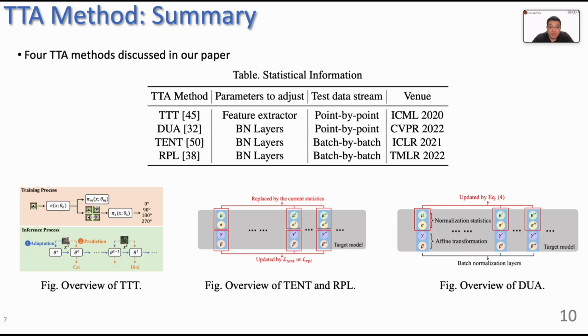Above all, we here list the detailed information of our 4 target TTA methods. Note that the forms of the test data stream are different. For TTA and DUA, the test samples come to the model one by one. And for TENT and RPL, the test samples arrive batch by batch. The diversity of our selection helps us to prove that TTA methods generally have security vulnerabilities.